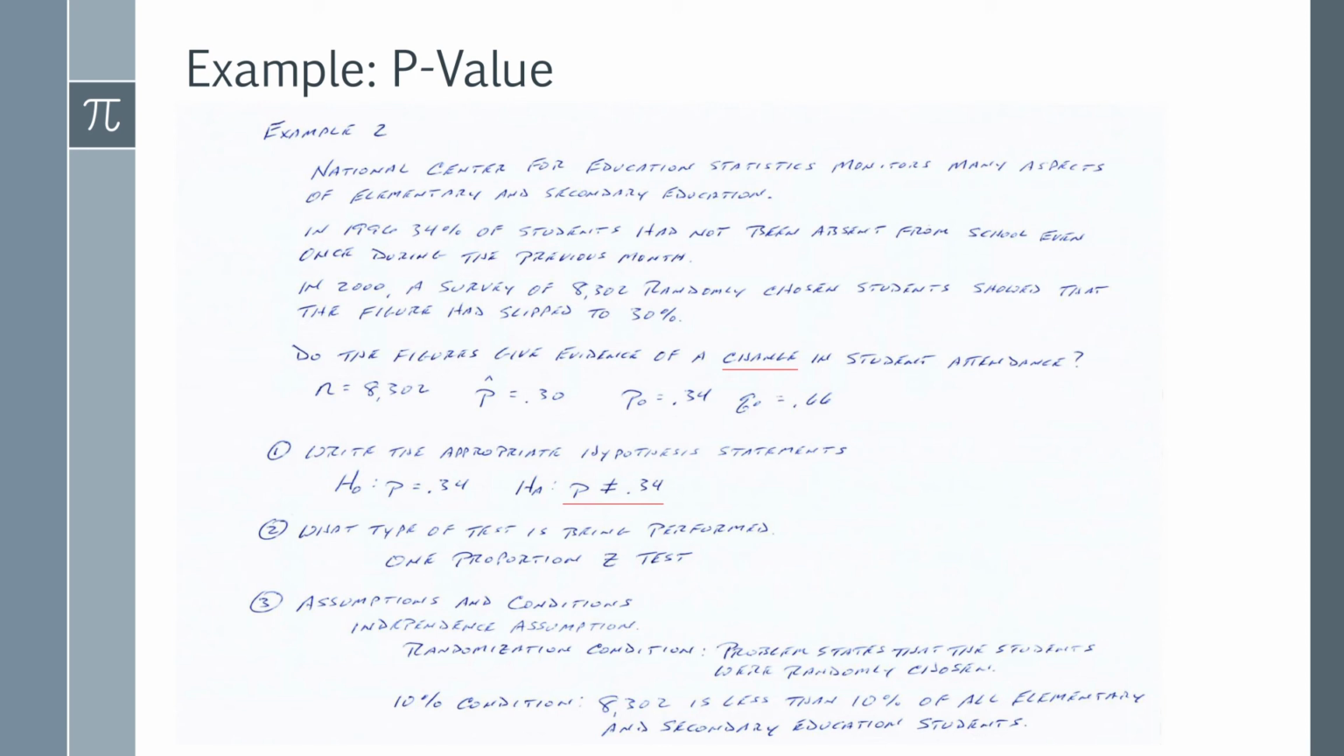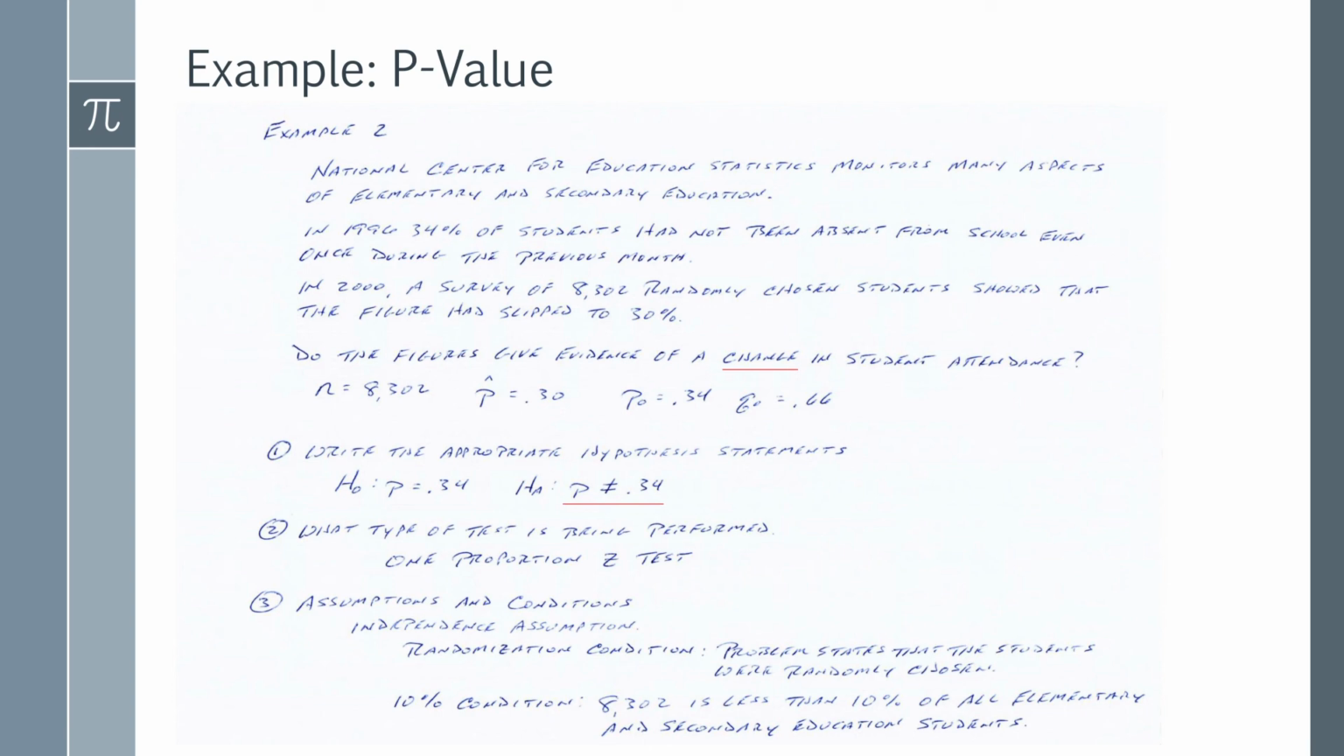So our sample size, n, is 8,302. Our p-hat, which comes from our sample, is 30% or 0.30. Our p-naught is 0.34, and our q-naught is 0.66. So the first thing that we want to do is write the appropriate hypothesis statements. Our null hypothesis, or H0, is the hypothesis that assumes that nothing has changed. So in that case, our p is going to be equal to 0.34. Our HA, or alternative hypothesis, is p does not equal 0.34.